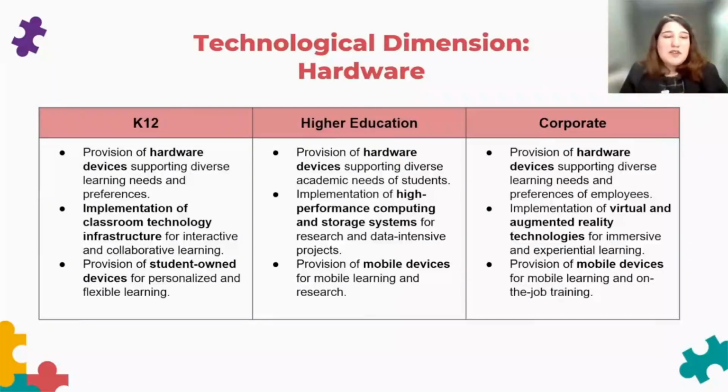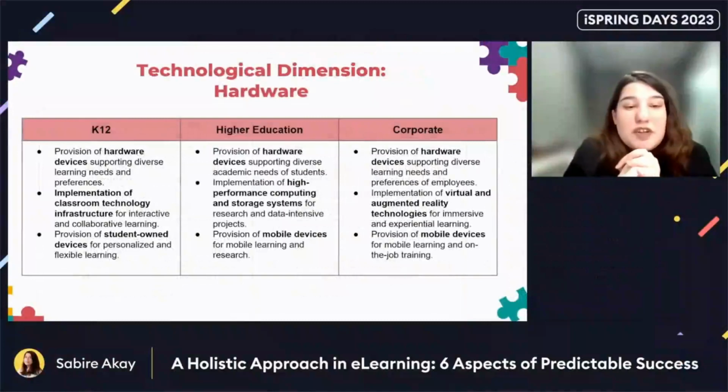So while selecting hardware and devices, we are focusing on their needs and preferences. Some students don't like using, for example, iPads, so we need to be sure about that. The other thing is understanding the classroom technology infrastructure. For example, for some schools, the internet connection couldn't be very stable due to the region, so we need to think about that while creating e-learning content.